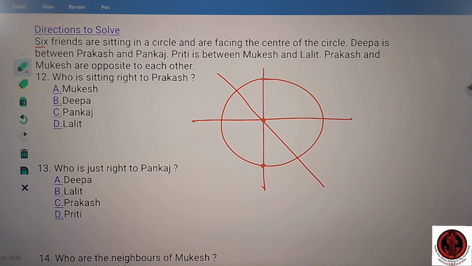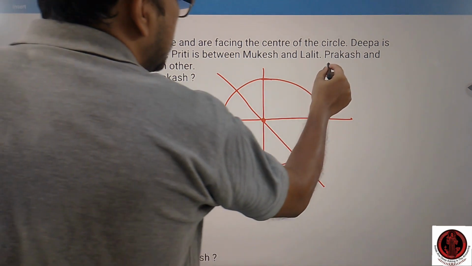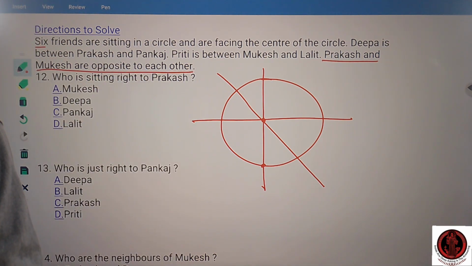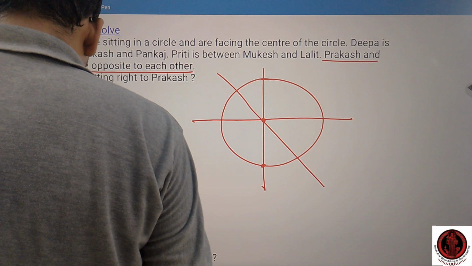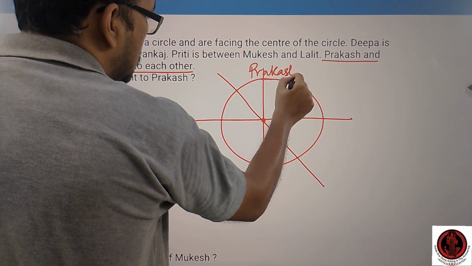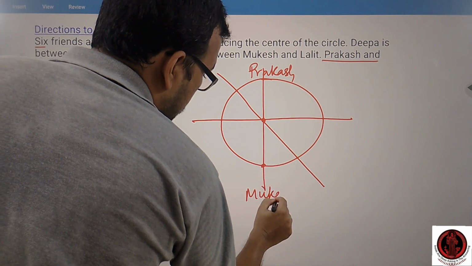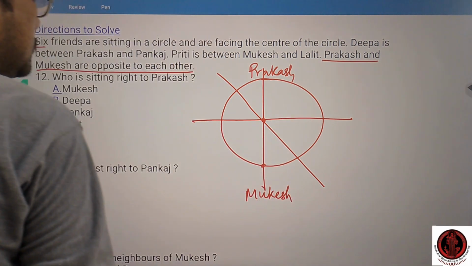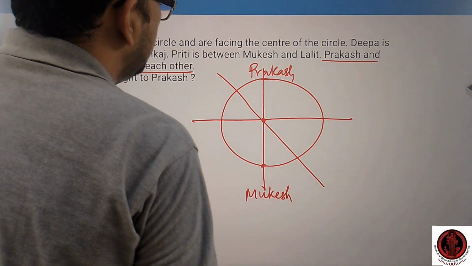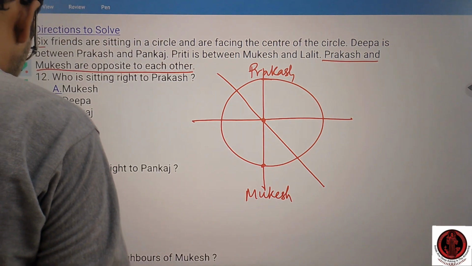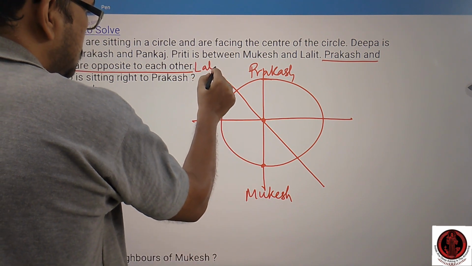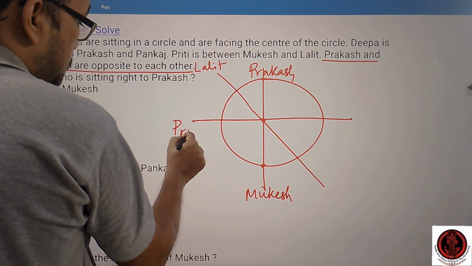Now first write down this one. Prakash and Mukesh are opposite to each other. So if this is Prakash, so this will be Mukesh. Then Preeti is between Mukesh and Lalit. So Preeti is in between Mukesh and, so this is Mukesh. So if this is Lalit, so this is Preeti.